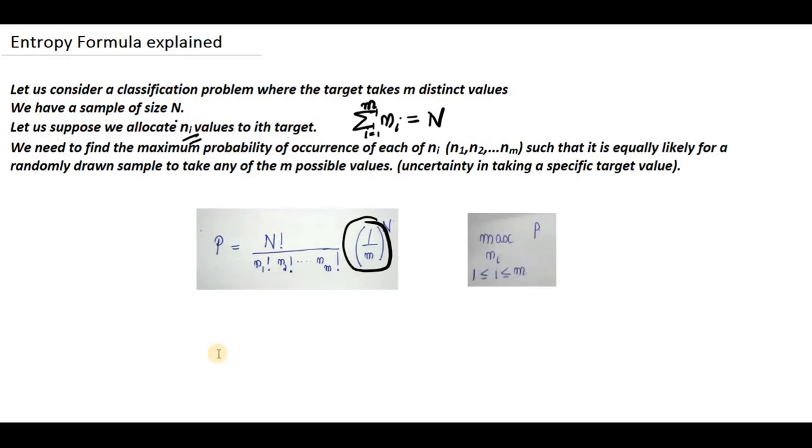So we need to find the values which maximize P. This is ideally the representation of the problem we are trying to solve: that we have a P over here, and we need to find all the ni's which maximize it.